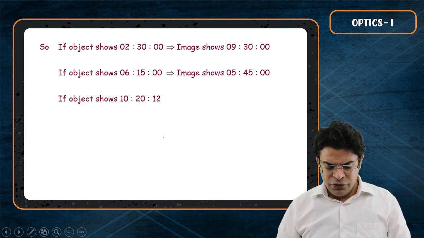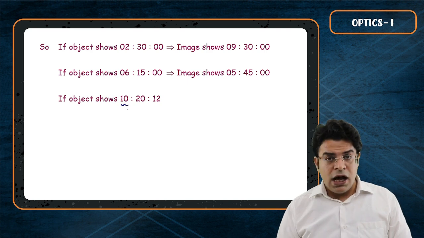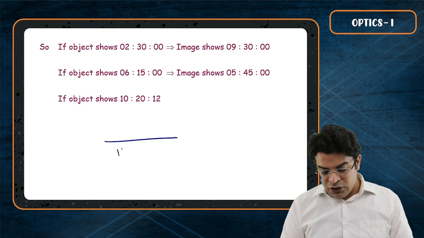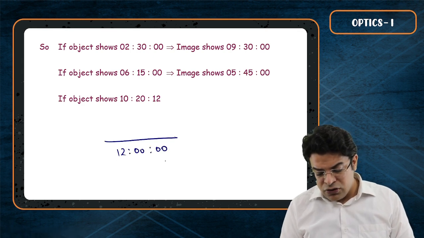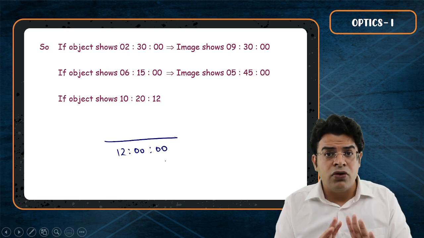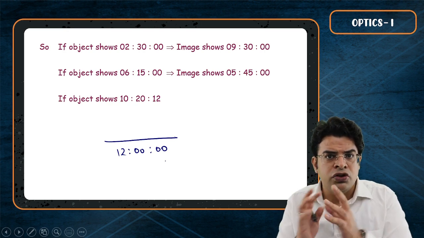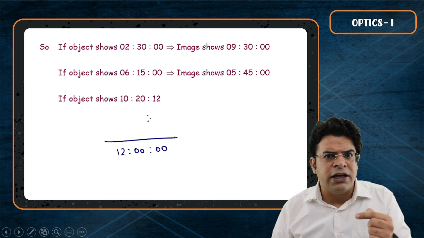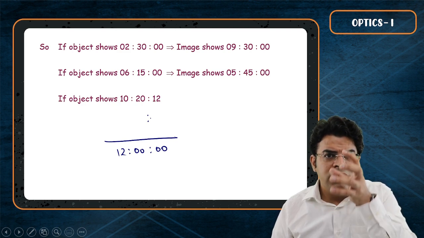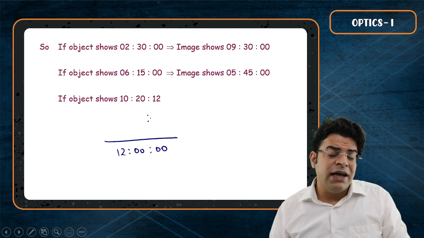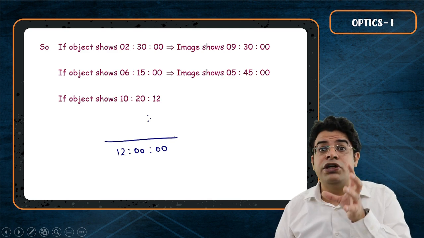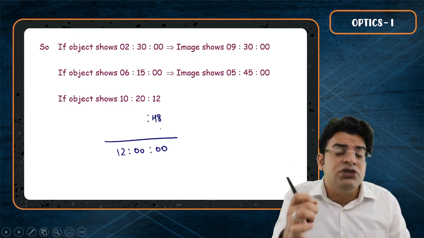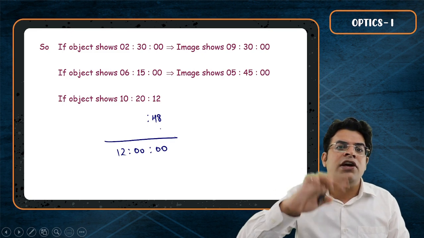Let's see one more example. If the object clock shows you 10 hour 20 minutes 12 seconds, now tell me what will the image clock show? Sir, we know that the sum of the object clock and image clock on an unnumbered clock should be equal to 12 hours 00 minutes 00 seconds. So as to get 00 seconds, I will have to add more seconds to 12 seconds. Otherwise, I can't convert this whole second into a minute. To convert it into a minute, I need to complete 60 seconds. I need to add 48 more seconds to this 12 seconds so that it becomes 60 seconds, and then it can be converted into a minute.